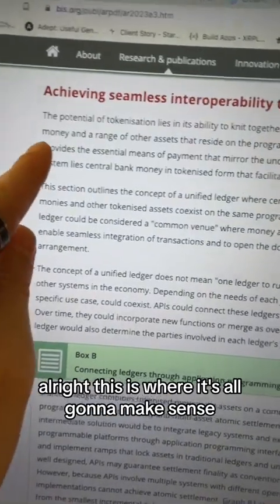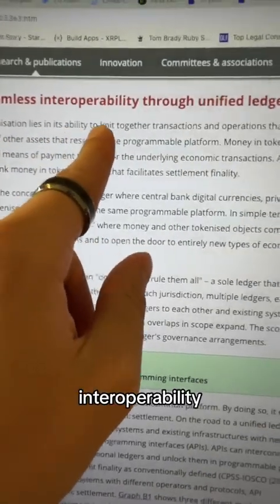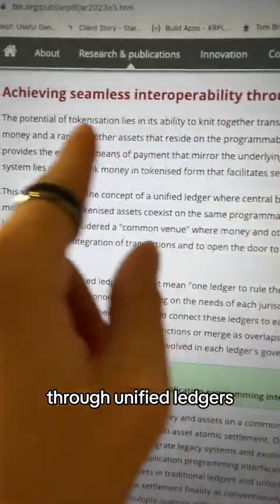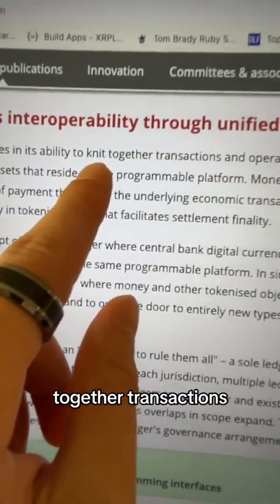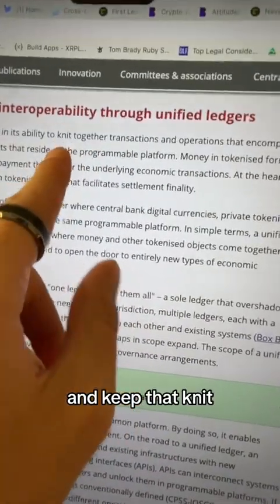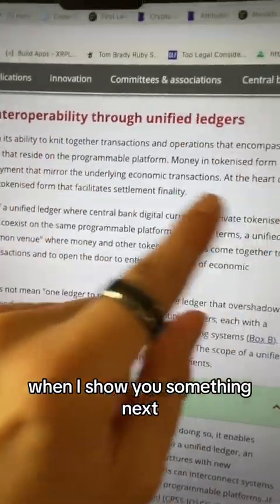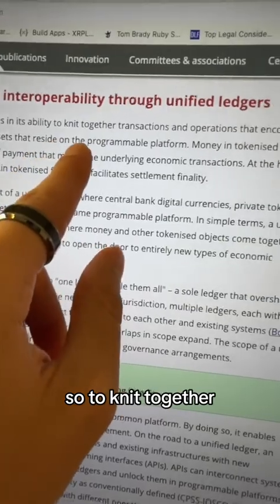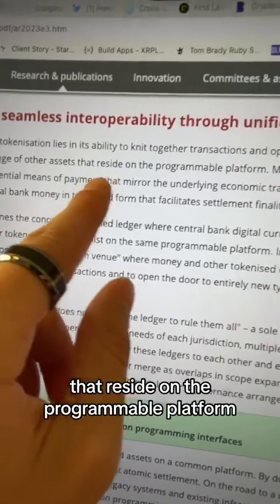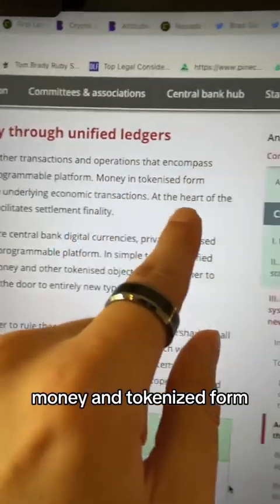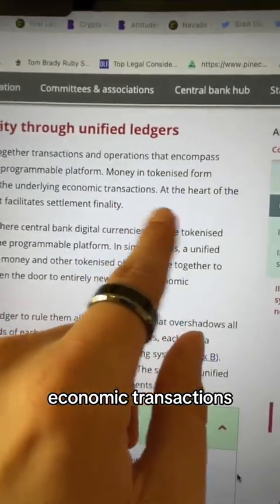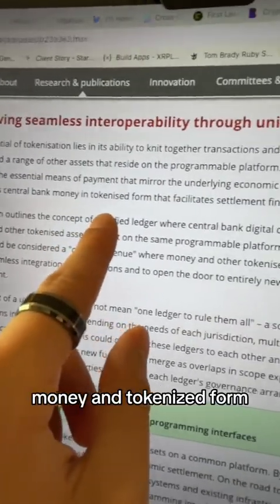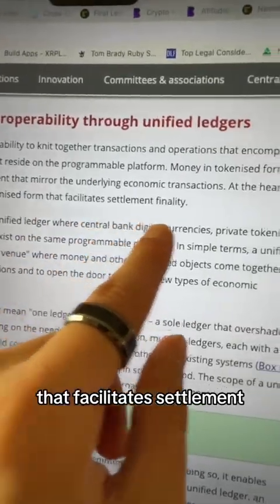All right, this is where it's all going to make sense. Achieving seamless interoperability through unified ledgers. The potential of tokenization lies in its ability to knit together transactions, and keep that knit word in mind when I show you something next. So to knit together transactions and operations that encompass money and a range of other assets that reside on the programmable platform. Money in tokenized form provides the essential means of payment that mirror the underlying economic transactions. At the heart of the system lies central bank money in tokenized form that facilitates settlement finality.